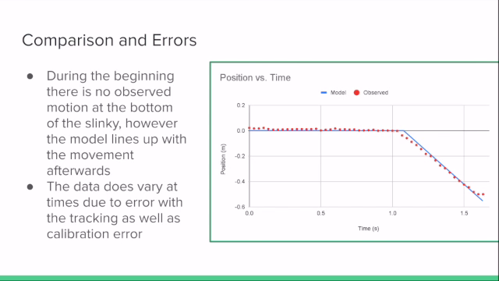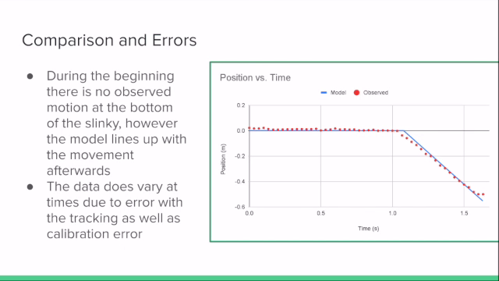When looking at both the model and the observed data of the experiment, we can see during the beginning there's not a lot of motion, and however, the model still lines up with the movement afterwards. And then the data does vary due to error in the tracking as well as calibration error.